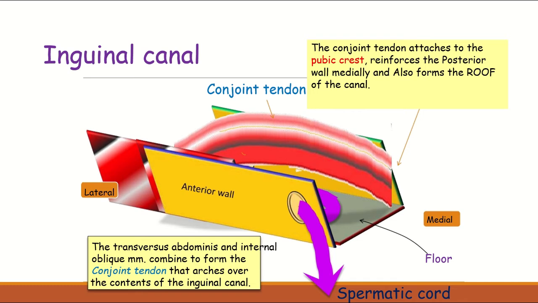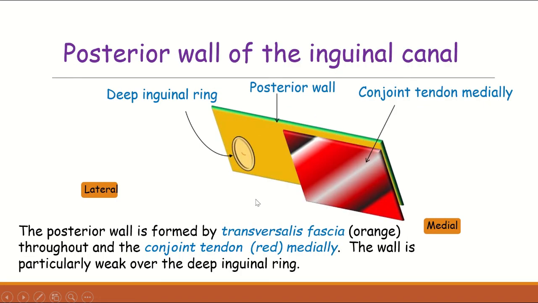The conjoint tendon is formed by the transversus abdominis and internal oblique muscles, and it arches over the content of the inguinal canal. As you can see here, it is arching over the inguinal canal and ultimately forming the roof of this inguinal canal. Here the posterior wall is showing, and the rest of the canal is removed. The entire length of the posterior wall is formed by the transversalis fascia, which is showing here, and the conjoint tendon is attached on the medial end of this posterior wall, and finally it reinforces the posterior wall.